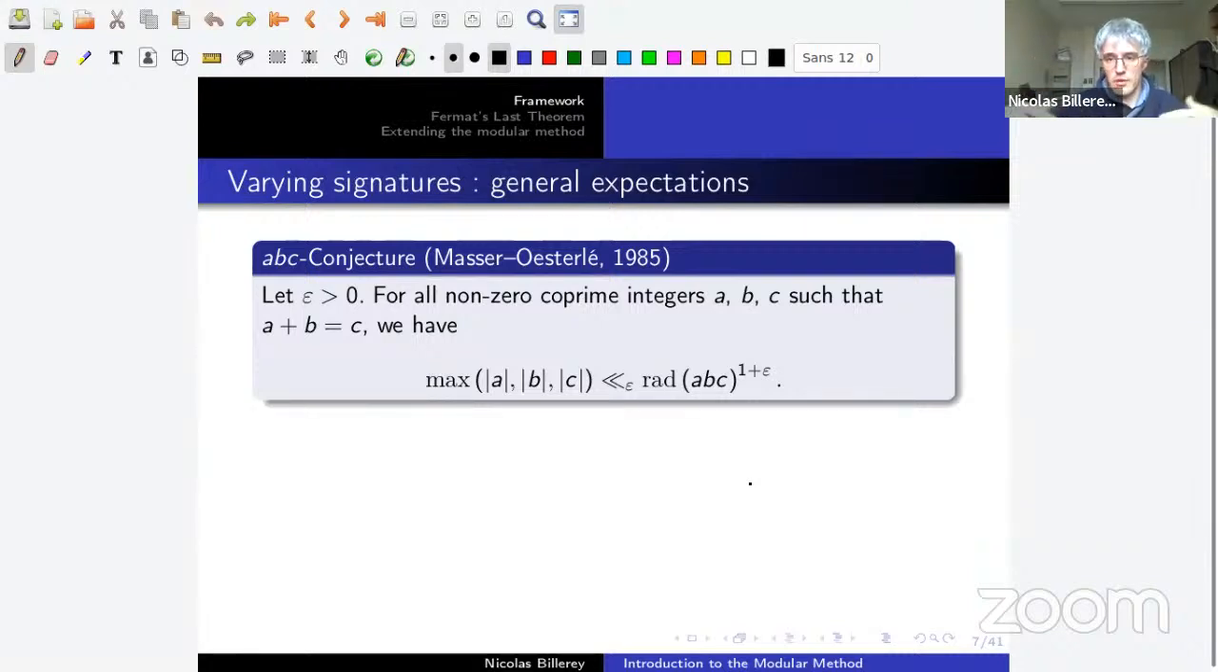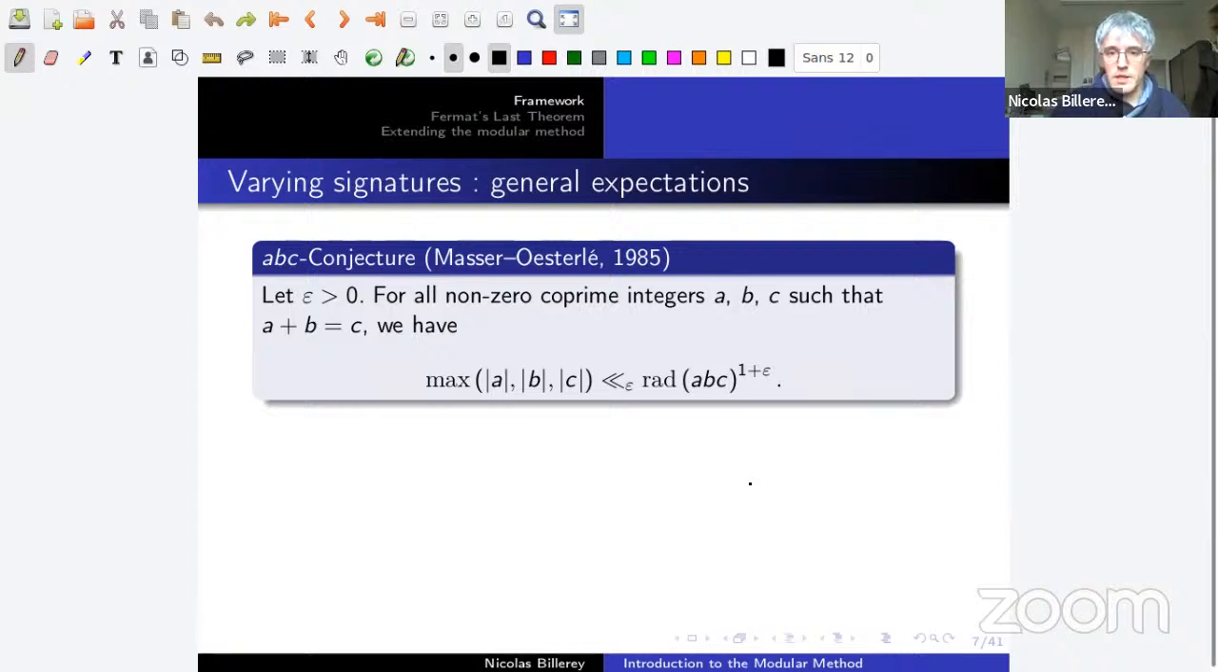So if you allow the exponents to vary, like in Fermat's Last Theorem, that I will discuss later in more detail, we can make some general expectations, which are all conjectural, but the most efficient one is based on what is called the ABC conjecture. The ABC conjecture is a conjecture from Masser and Oesterlé from 1985. And it says the following. Fix an epsilon which is greater than 0.